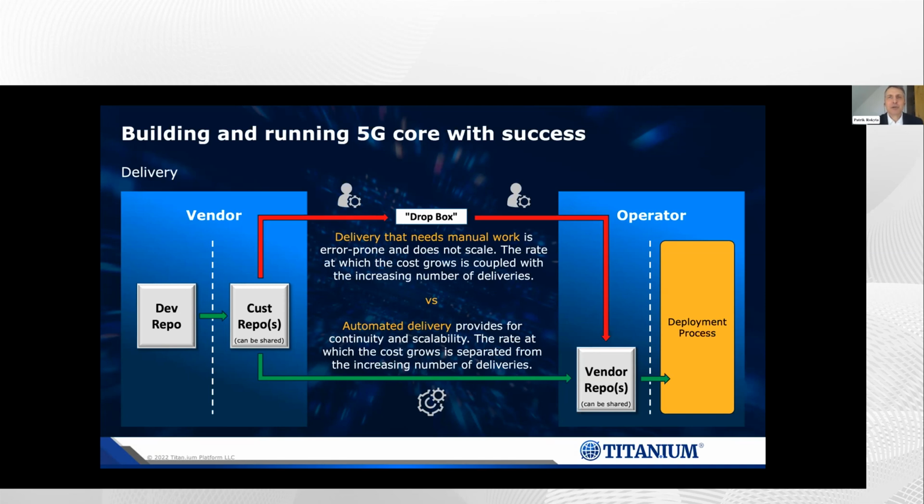So what you need to do is go to automated delivery that provides for continuity and scalability. And here you can finally separate the rate at which the cost grows from the rate that comes from the increasing number of deliveries. We refer to this separation of rates as the hyperscale economics. You can elaborate on it offline, but this is something that the telcos need to start to pursue. This linear growth of capabilities with linear growth of cost will simply not work in cloud-native environments.